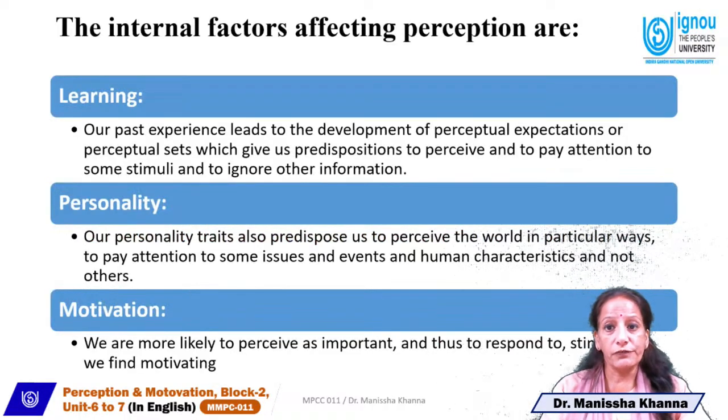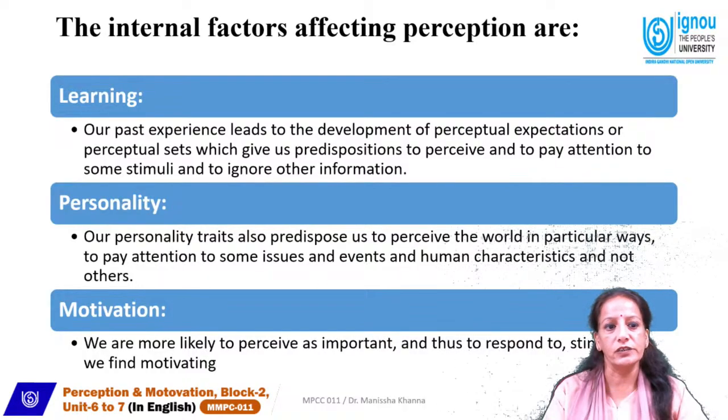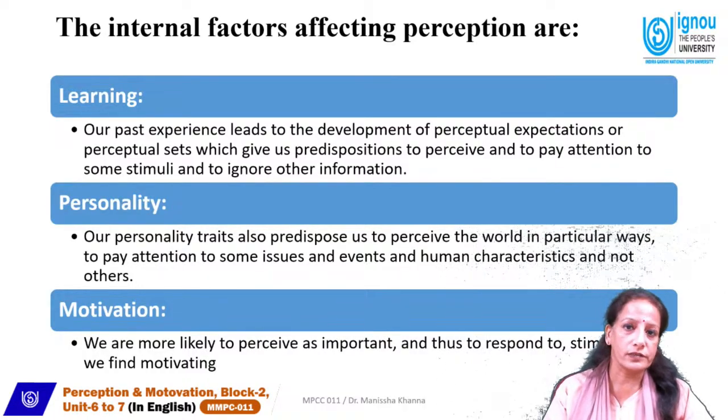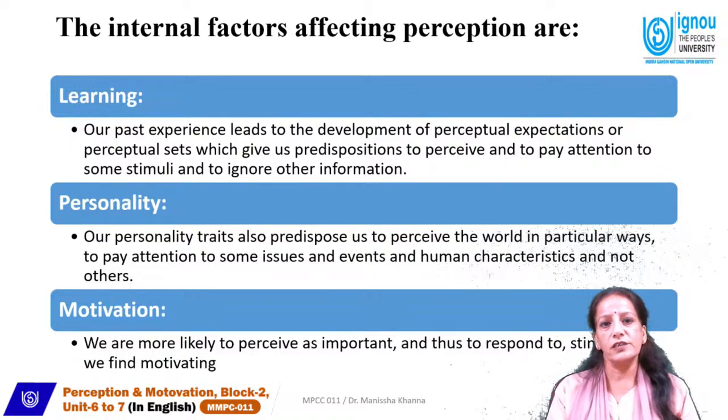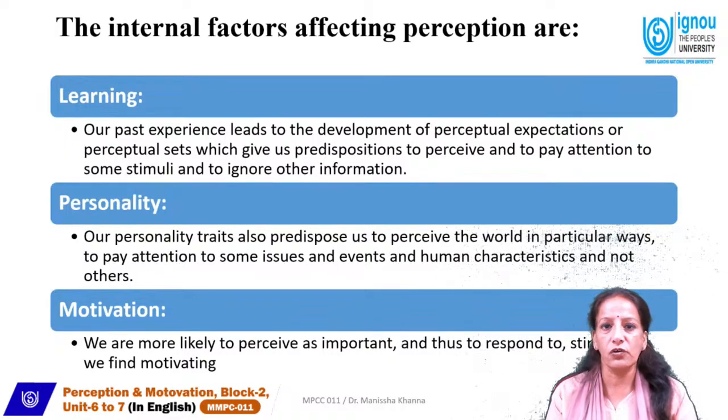The internal factors which affect perception are mainly learning, personality, and motivation. Learning: our past experience leads to the development of perceptual expectations or perceptual sets that give us predispositions to perceive and pay attention to some stimuli and ignore other stimuli. Personality traits also predispose us to perceive the world in particular ways, to pay attention to some issues, events and human characteristics and not others. Motivation means we are more likely to perceive as important, and thus to respond to, stimuli that we find motivating.